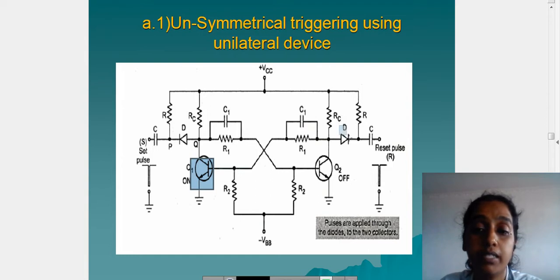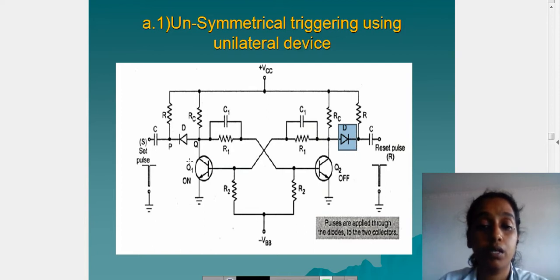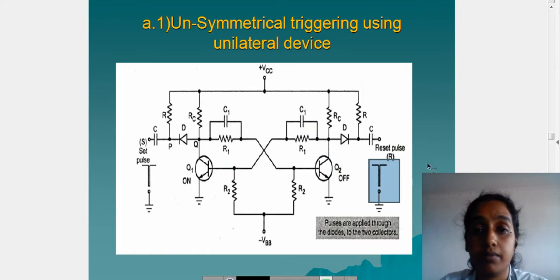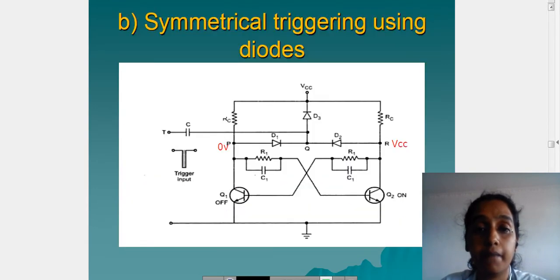When this diode D is activated, current flows to Q1. Q1 will be made on, then Q2 will be off. So by using these triggers, we are able to control the on and off position of the transistor. So this is another type of triggering.